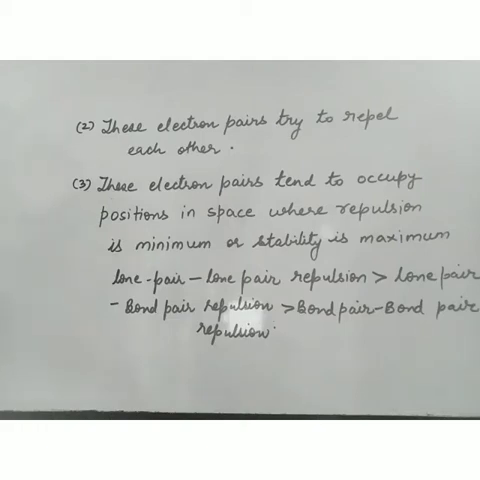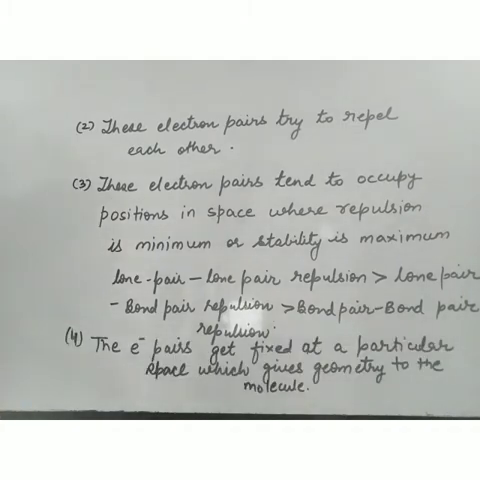When the electron pairs move apart, they occupy positions that are fixed in space, and those fixed positions give the geometry of the molecule. The particular space is where the repulsion is minimum. This is all about valence shell electron pair repulsion theory. This theory does not distinguish between s electrons or p electrons. It counts only the total number of valence electrons surrounding the central atom.